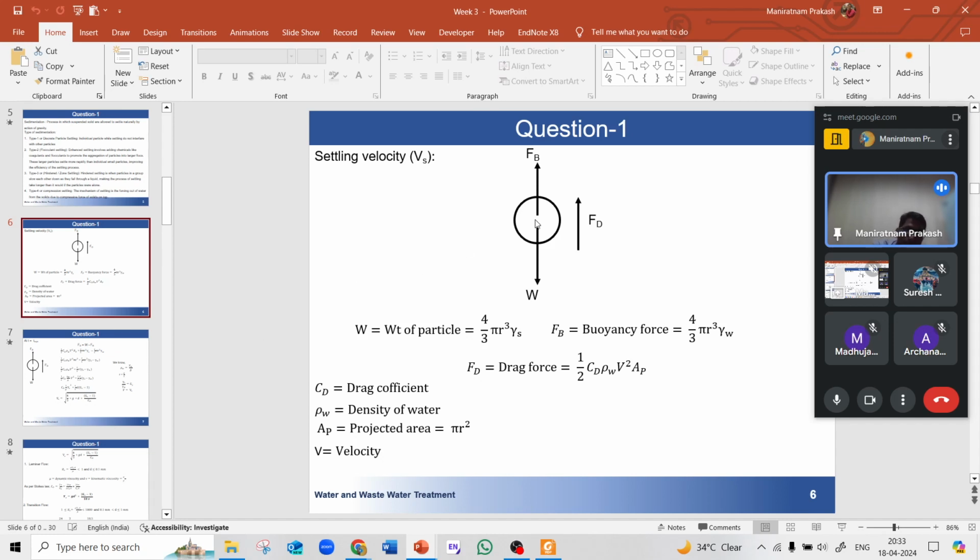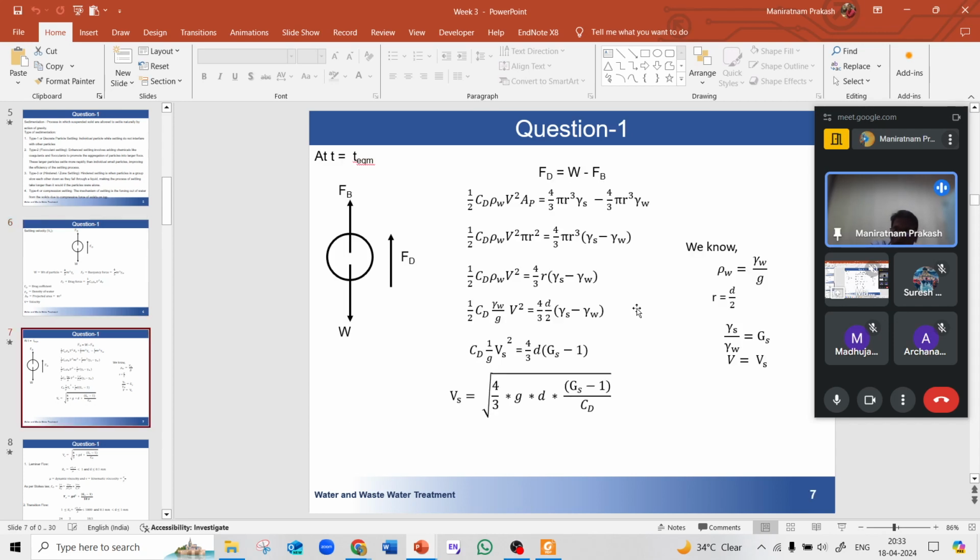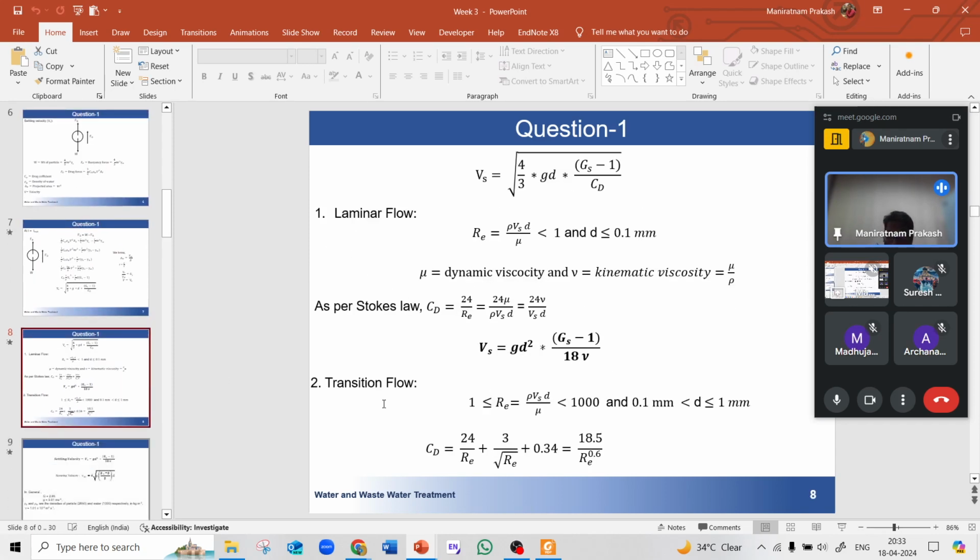Then that is Vs, that this particle is there. So eventually, with time, it will settle down. At what rate will it settle down? We derived that formula, and after derivation we came to this equation, that Vs is equal to the square root of 4 by 3 into g d into (Gs minus 1) by Cd. For our case, we also discussed these two cases, that is laminar flow or transition flow.